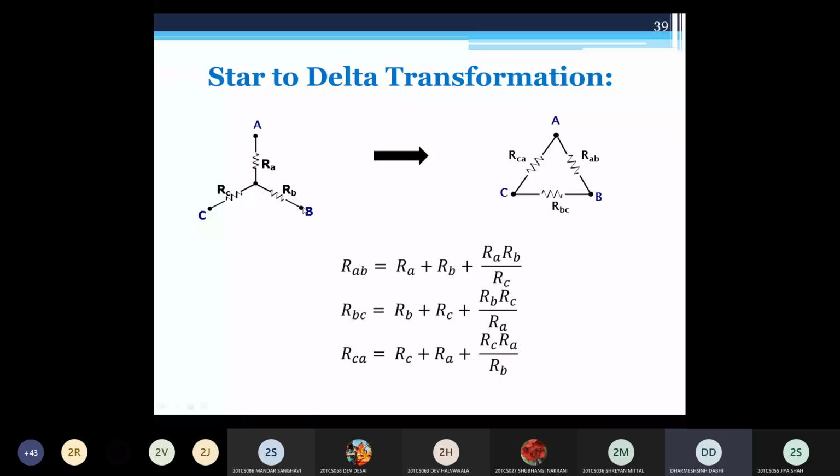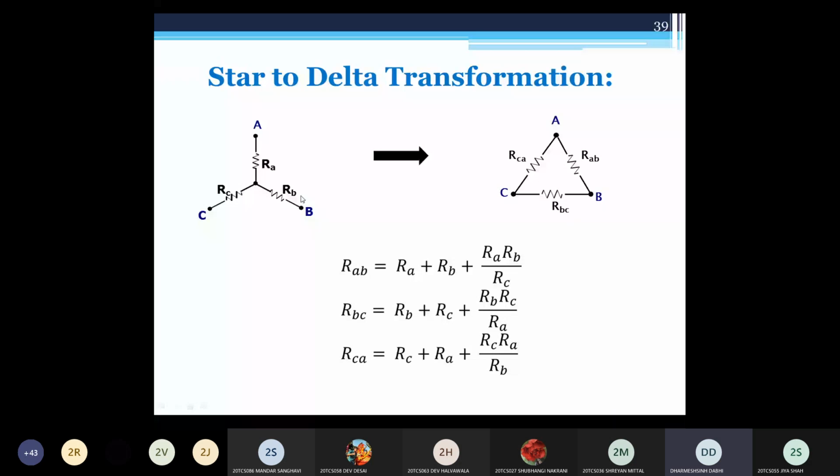So here we take RA and RB, so the remaining resistance is only RC. So take the addition of RA and RB, plus the multiplication of RA and RB, and divide by the remaining resistance, which is RC. By this way, you can find the value of resistance between terminals A and B in your delta connection. Take the value from the star connection.